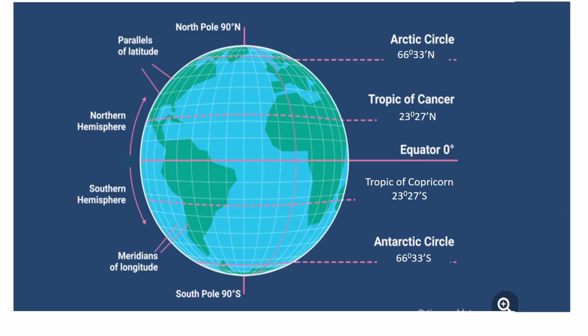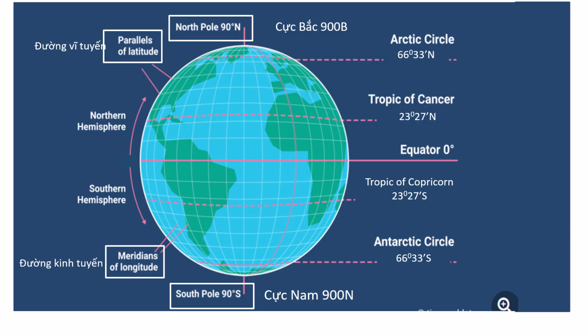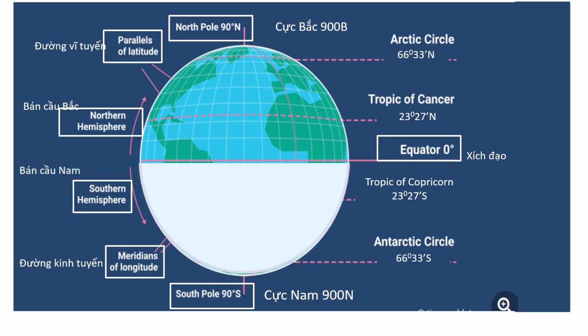Now look at this picture and we have a few things to remember. North Pole, 90 degrees north. South Pole, 90 degrees south. Parallels of latitude. Meridians of longitude. Equator, 0°. Northern Hemisphere. Southern Hemisphere.